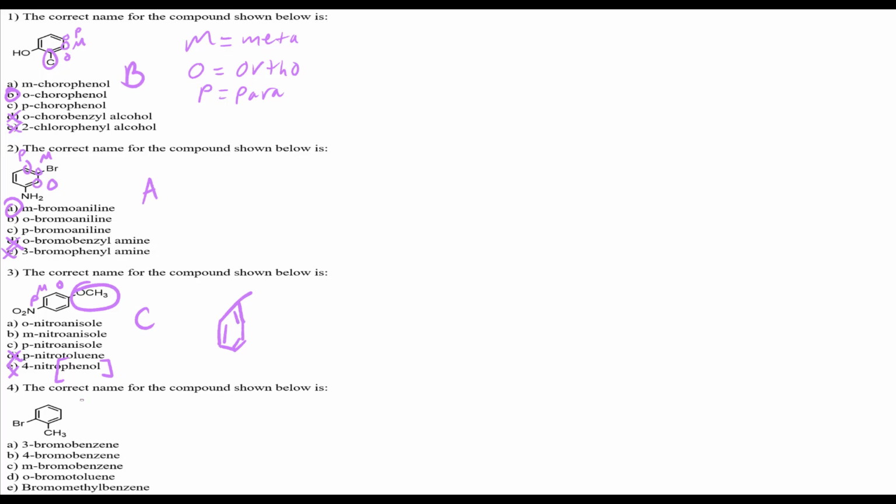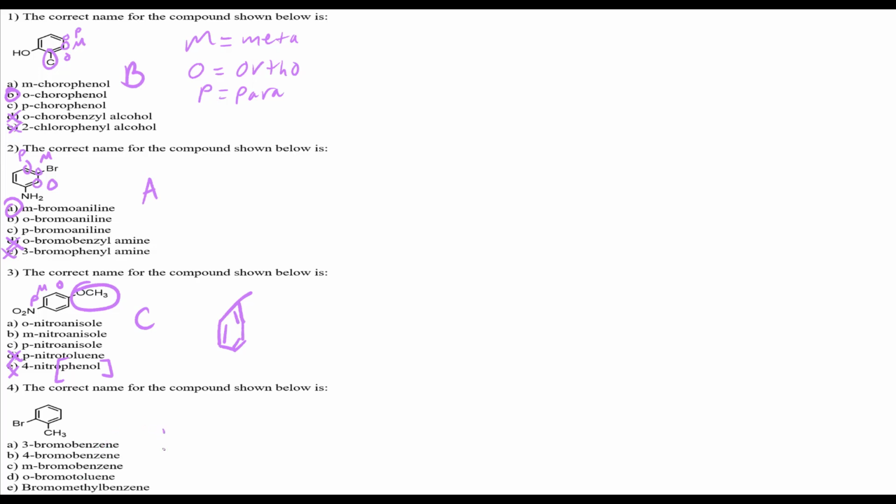Now number 4, what about this one? Notice that this is a benzene ring, and if we ignore the bromine, we have a methyl group coming out of the benzene ring. That's called a toluene. And what is next to the toluene? Well, a bromine. So we already know that this would have to be O. So that's O, so it has to be what?